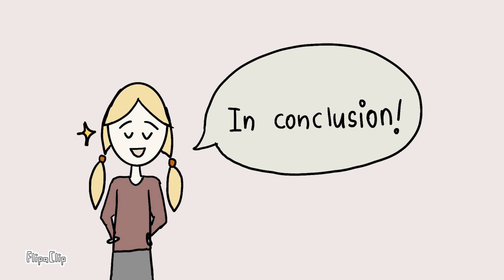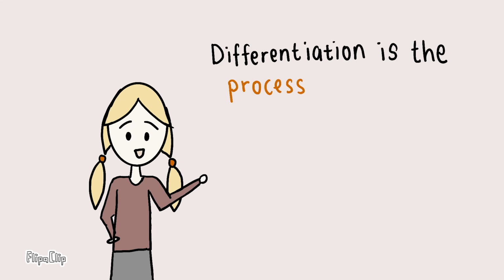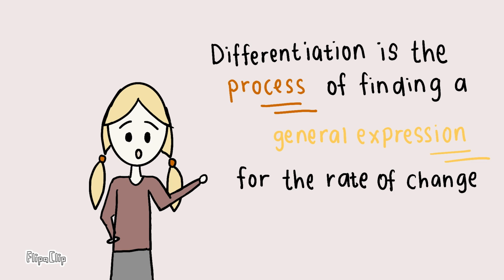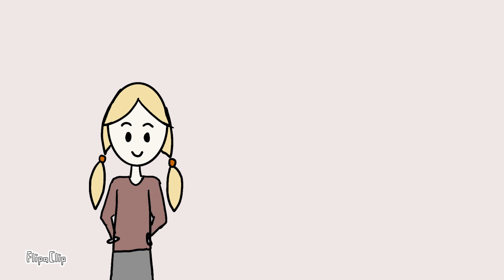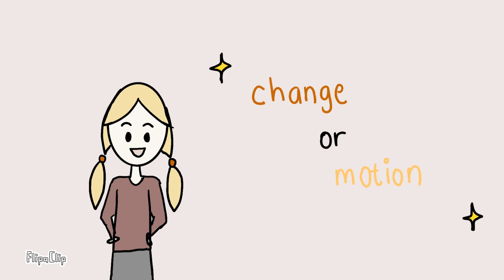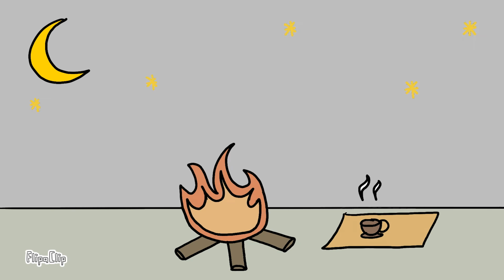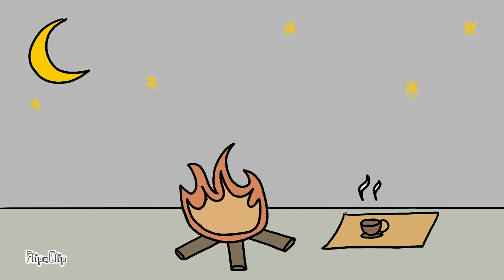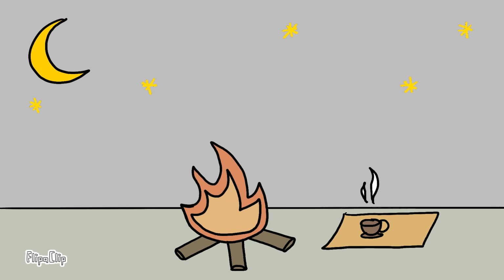In conclusion, differentiation is the process of finding a general expression for the rate of change of a function. It can be applied in any situation that involves change or motion. Differentiation carries endless benefits and has greatly contributed to our daily lives in more ways than one. Hence, if we encounter a certain problem where change or motion is applied, we can surely depend on differentiation to act as a method in providing us the answers.